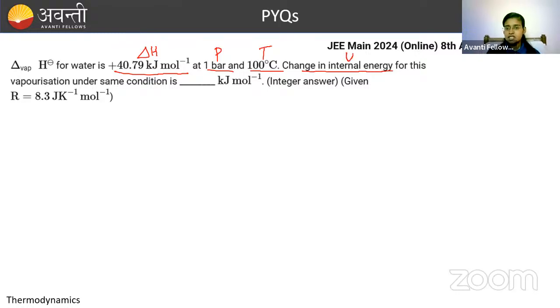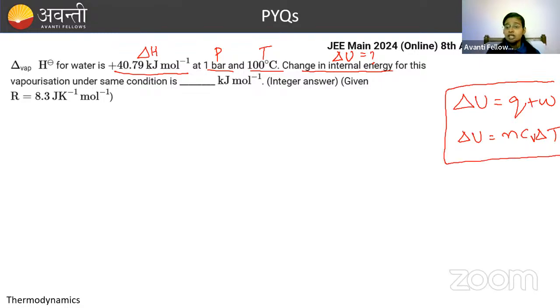Internal energy means it is U. Change in internal energy means it is delta U. So we have to find out the delta U for this reaction. So how to find out the delta U? There are two formulas to find out the delta U from the first law of thermodynamics. The two formulas are delta U is equal to Q plus W and delta U is equal to nCv delta T. So these are the two formulas which will be used to find out the delta U.